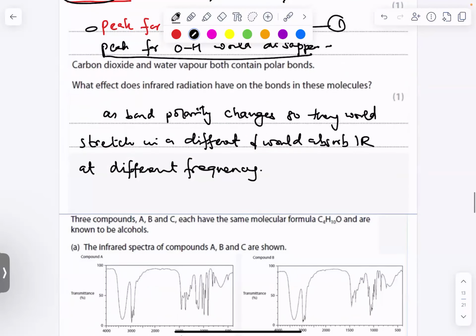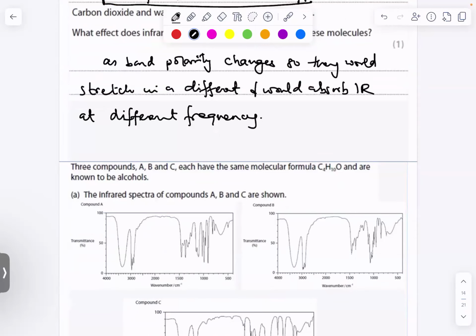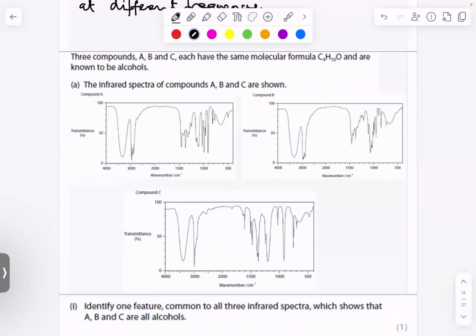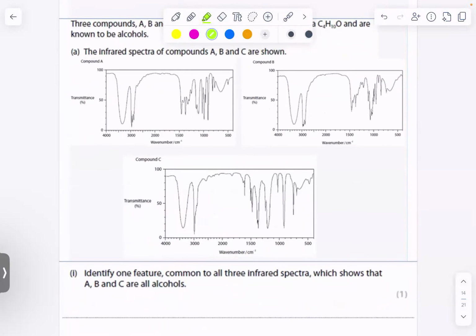Well, here is a bit of a complex question. These three compounds, A, B, C, each have the same molecular formula, C4H10O, and are known to be alcohols. The infrared spectra of compounds A, B, and C are shown. Identify one feature common to all three infrared spectra, which shows that A, B, C are all alcohols. The peak at 3,400. Excellent work.